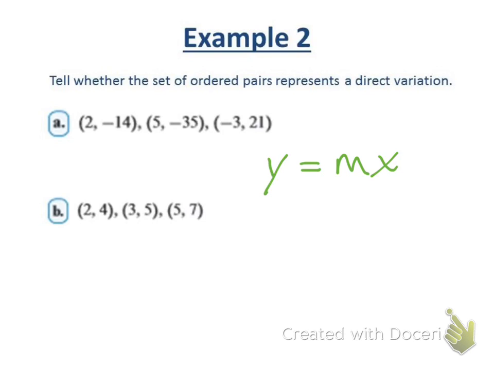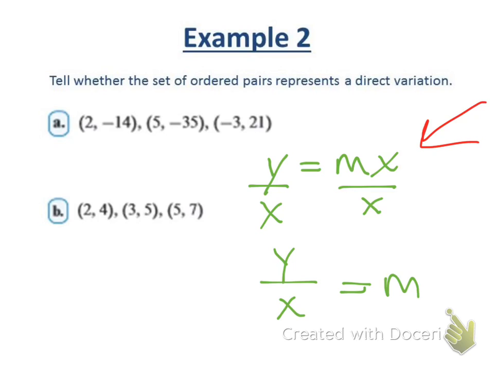If we solve for m here, which is the constant of variation, how would you solve this equation for m? Divide both sides by x. So if it's a direct variation, if we divide y by x, we're going to get the same number every time. So what is negative 14 divided by 2? What is negative 35 divided by 5? What is 21 divided by negative 3? So y divided by x is the same thing every time.